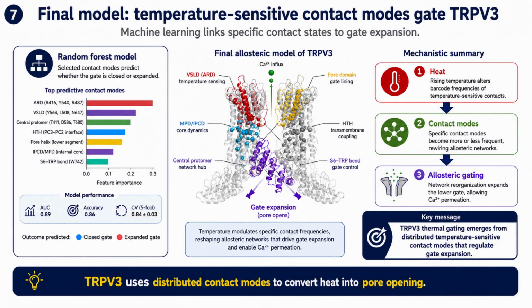Together, these results show that TRPV3 uses distributed temperature-sensitive contact modes to convert heat into pore opening. Temperature changes reshape residue interactions, reorganize allosteric networks, and regulate expansion of the lower gate.